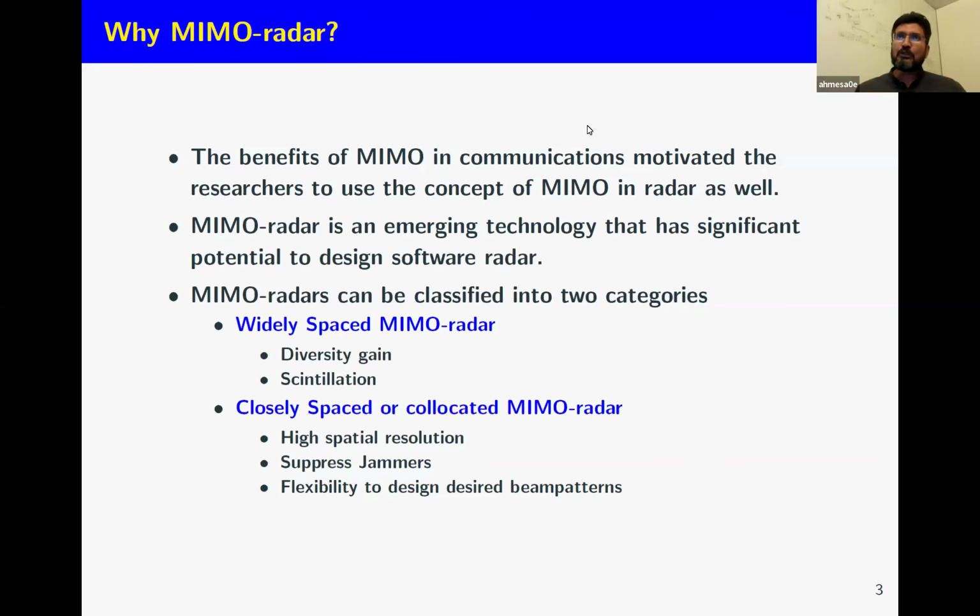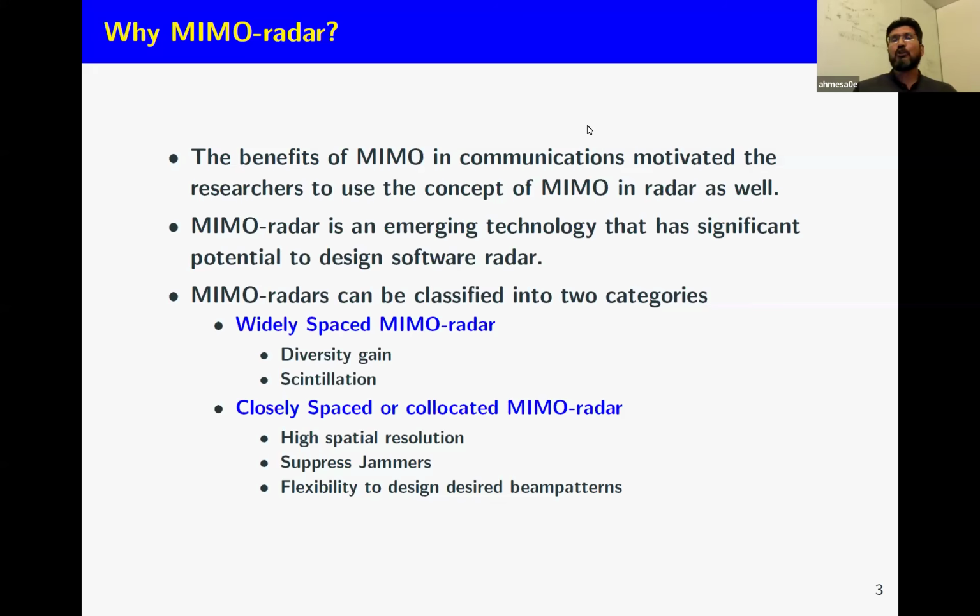So what benefit do we get with this one? We get a diversity gain, right? And similarly, we can get rid of the scintillation effect as well. What is the scintillation effect? For example, if a target is coming toward the radar and it changes its angular location by a tiny amount from its mean location, it will create a very low signal to noise ratio at the receiver of the radar, right? That makes it very difficult to detect the target, right?